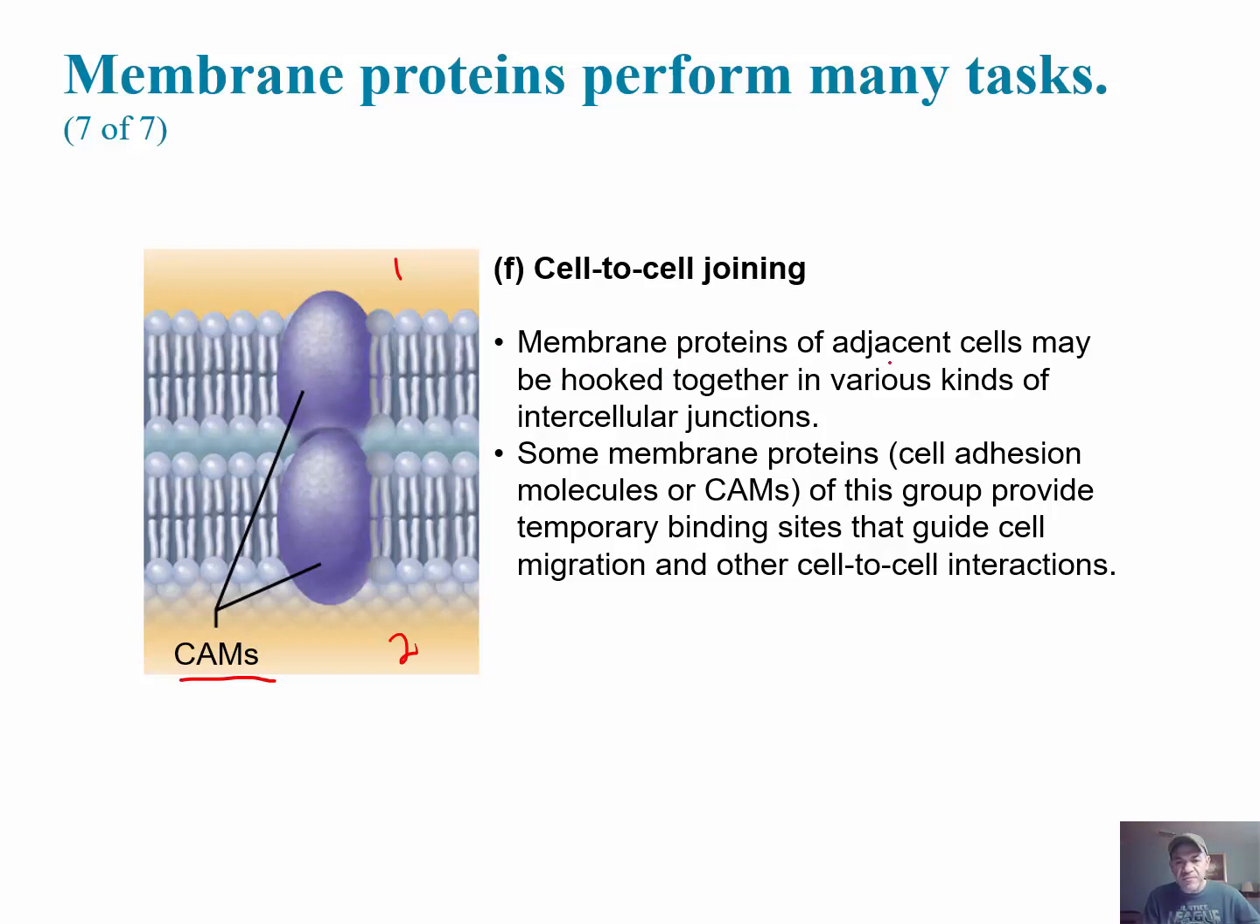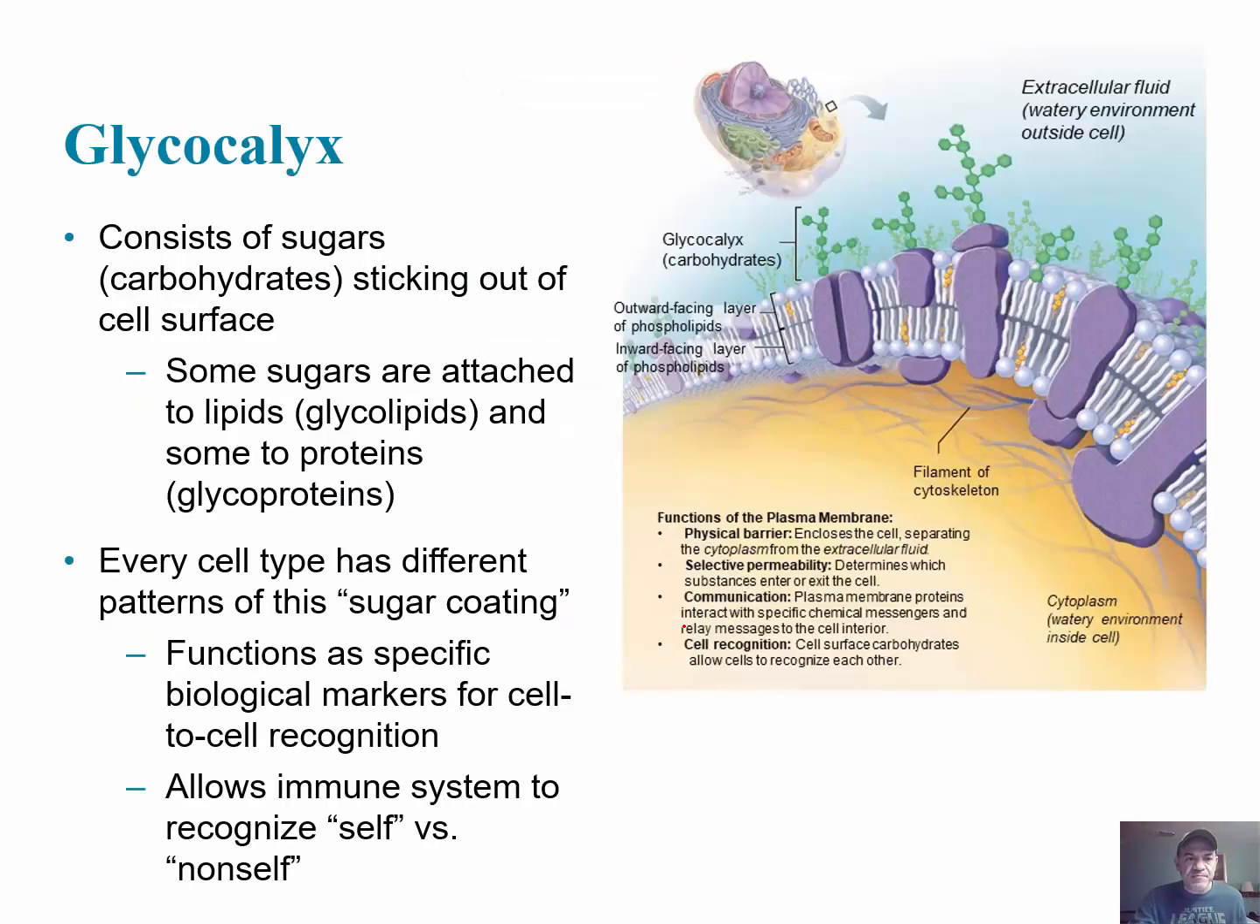The membrane proteins of the joining or adjacent cells may be hooked together to form various intercellular junctions, which we'll cover here, and they include things like desmosomes, gap junctions, and tight junctions. The CAMs themselves stand for cell adhesion molecules, and this provides temporary binding sites for cells as they migrate and for other cell-to-cell interactions. So sometimes cells have to move past each other, and these CAMs may assist in that process.